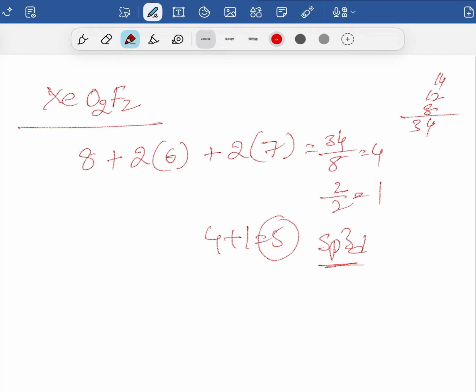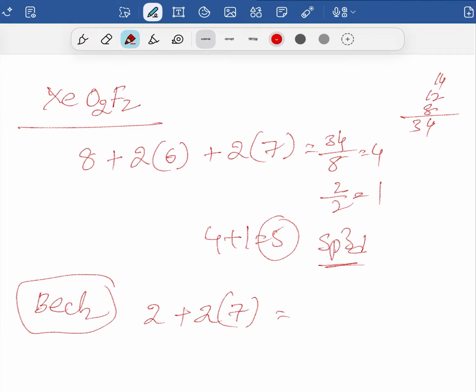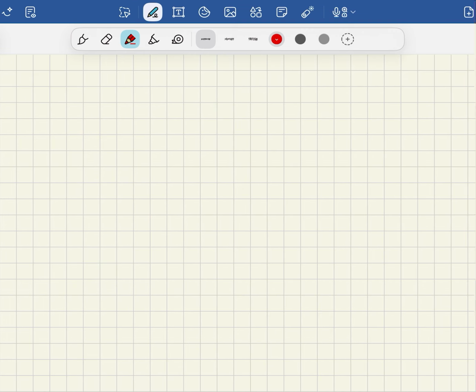The next example is beryllium chloride. What is the hybridization of beryllium chloride? Beryllium is group number 2, with 2 chlorine atoms. The chlorine valence is 7. So 7 into 2 is 14, plus 2 is 16. 16 divided by 8 is 2 only. Therefore the hybridization is only sp. In beryllium chloride, beryllium undergoes sp hybridization only.